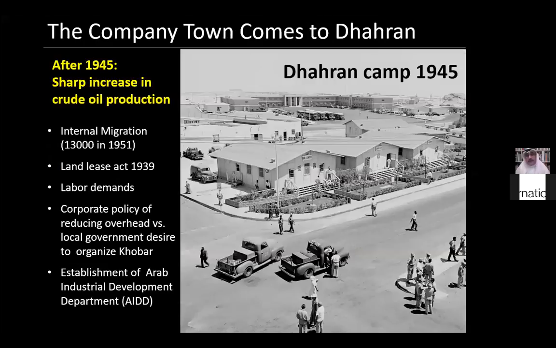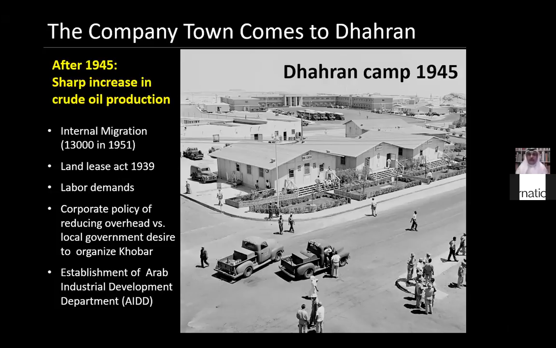By 1945, that's the end of the Second World War, crude production in Saudi Arabia took a steep rate, and Dahran became like a node or an anchor point in Saudi Arabia that attracted people not only from other parts of Saudi Arabia, but also from abroad.